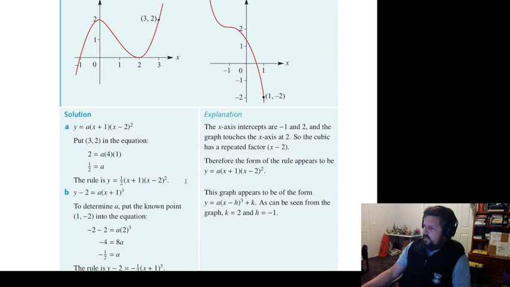Perfect. Yeah, I'm saying the squared. They say it's a repeated factor. It's the same thing there.